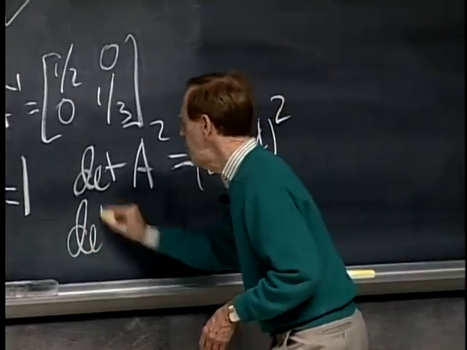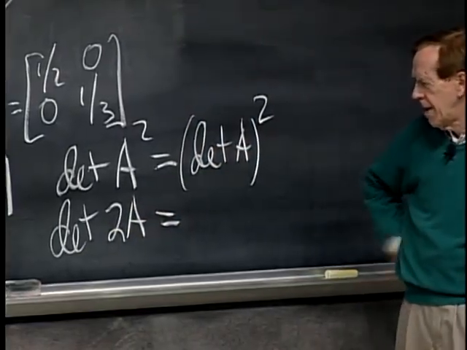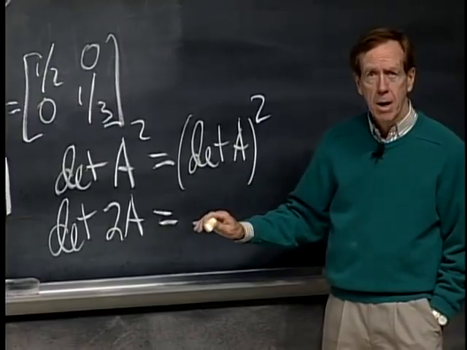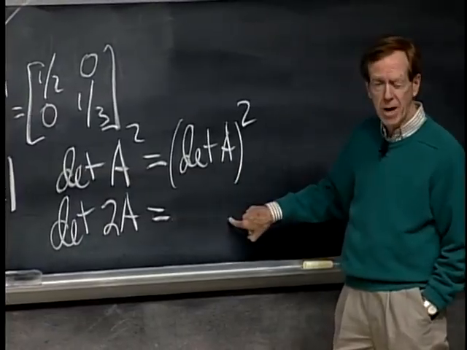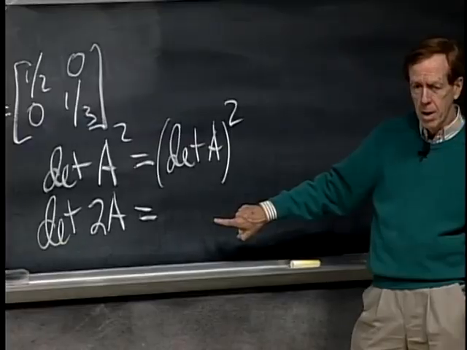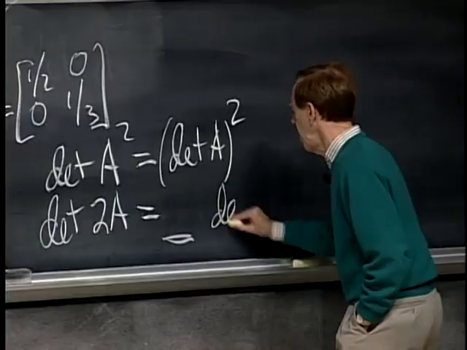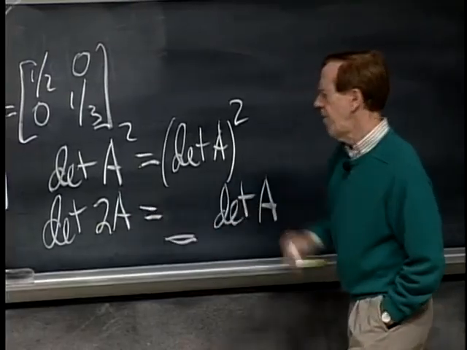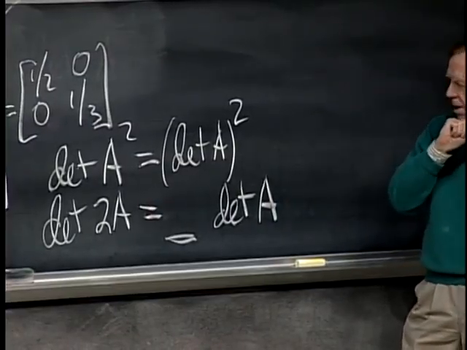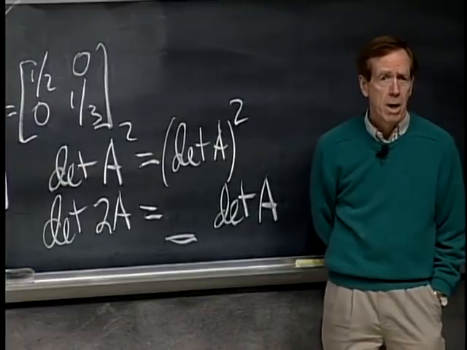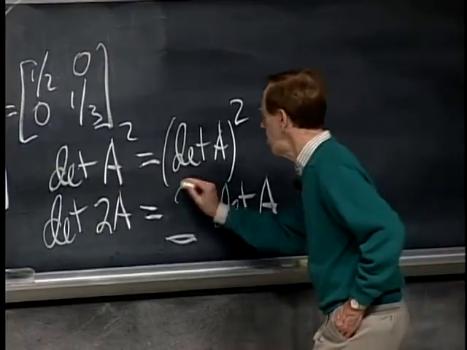The determinant of 2A is what? That's A plus A. But wait, I don't want the answer 2 determinant of A here. That's wrong. It's not 2 determinant of A. What is it? What's the number that I have to multiply determinant of A by if I double the whole matrix? If I double every entry in the matrix, what happens to the determinant? Suppose it's an n by n matrix. 2 to the n, right, 2 to the nth.